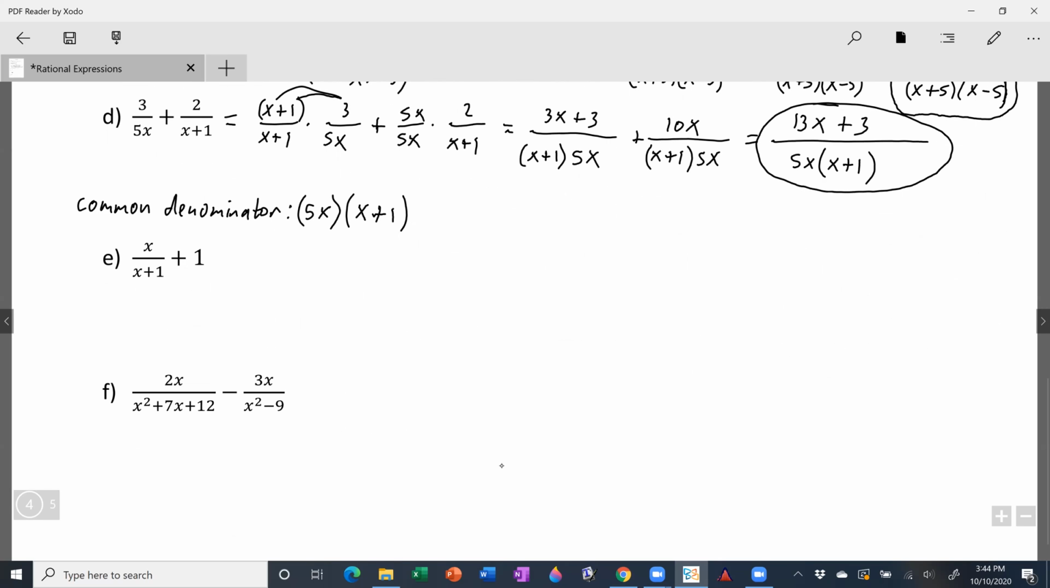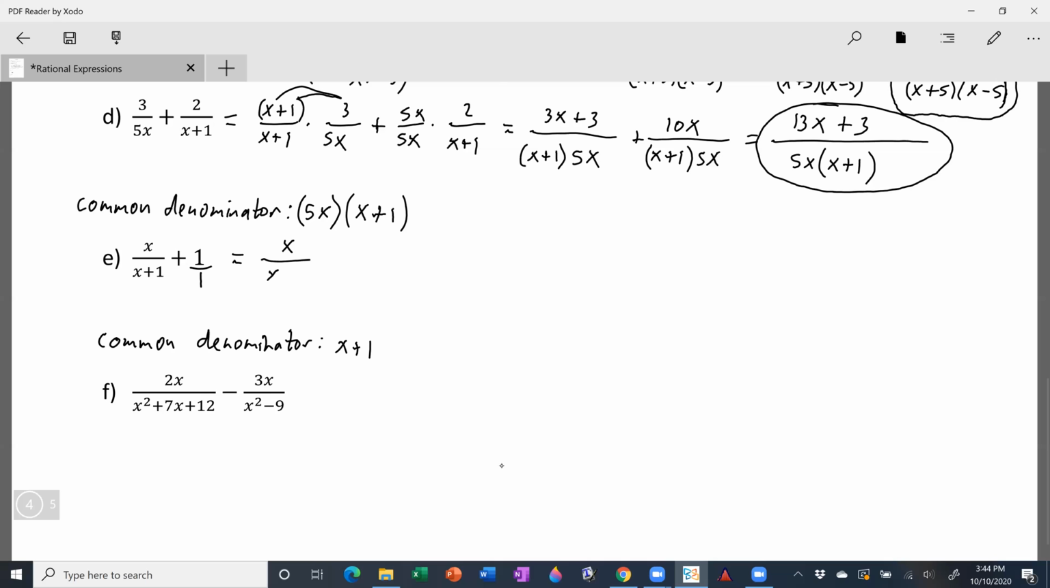Okay, part E. How do we add that? What's the common denominator? How could we possibly even add a 1 to this? Just like when you're dealing with regular numbers, any whole number, you can write it as over 1. So then what's the common denominator? The common denominator between a 1 and an x plus 1 is just x plus 1. It's really easy to turn that 1 over 1 into an x plus 1 over x plus 1.